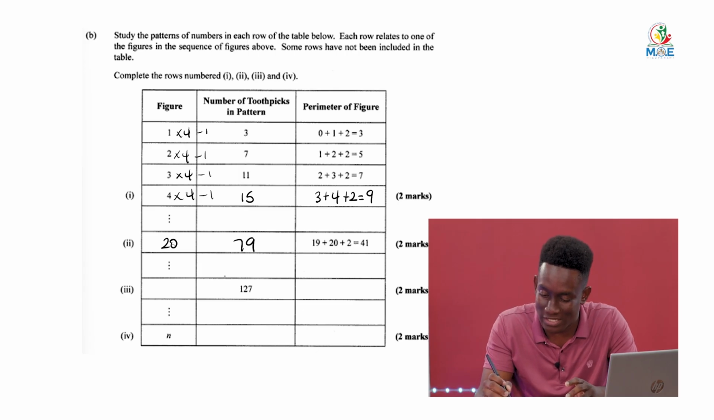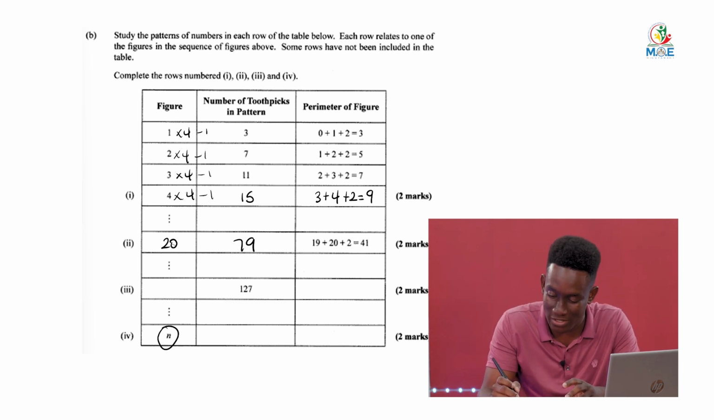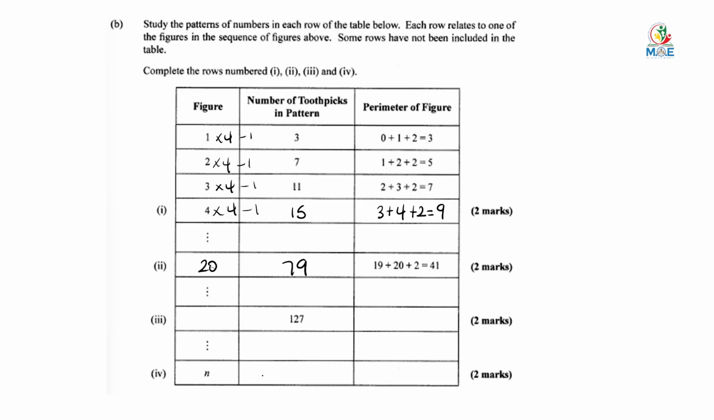So let's skip 3 and let's go and put in n since we figured out the pattern. So we see n here. This is kind of the formula. So the formula is 4 times whatever is here minus 1 will give us this here. So this would be 4 times n, which would be 4n minus 1 will give us this here.